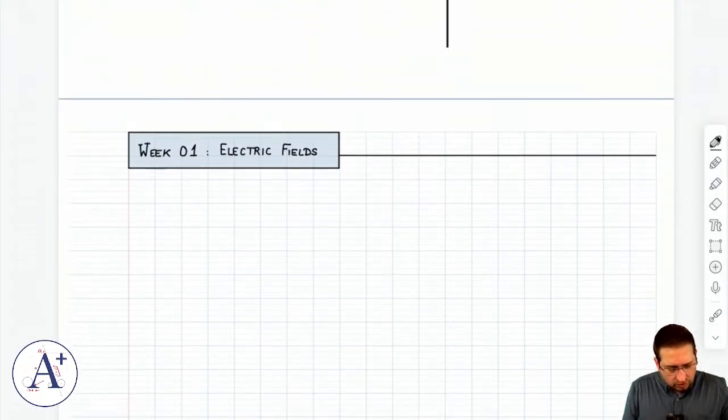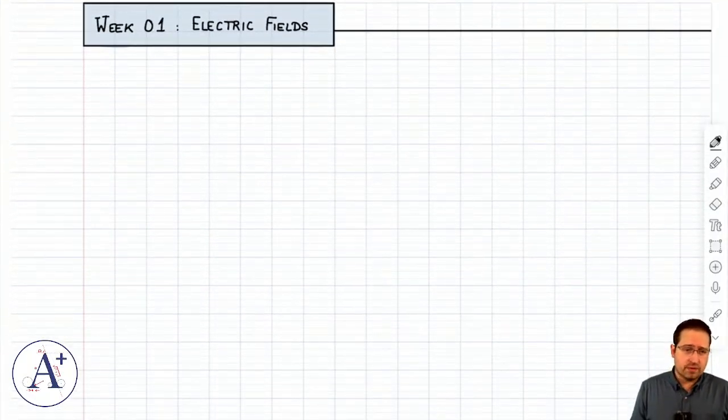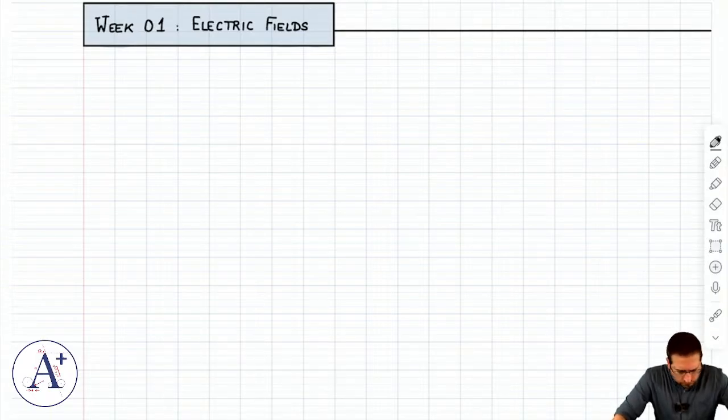Okay, let's dive into electric fields. So, Physics 2, at least this version of Physics 2, starts with electric fields. Now, there's a few issues with Physics 2. Might as well just talk about them right now.